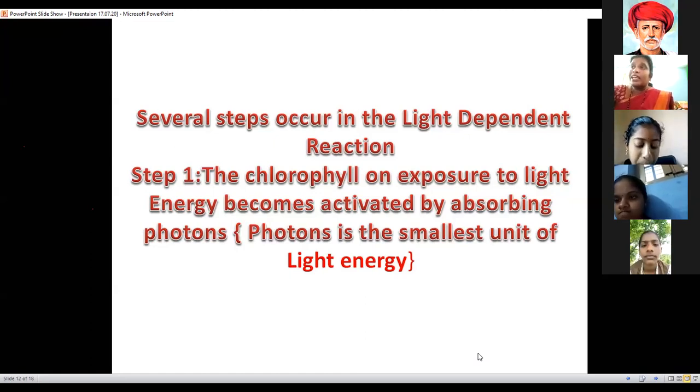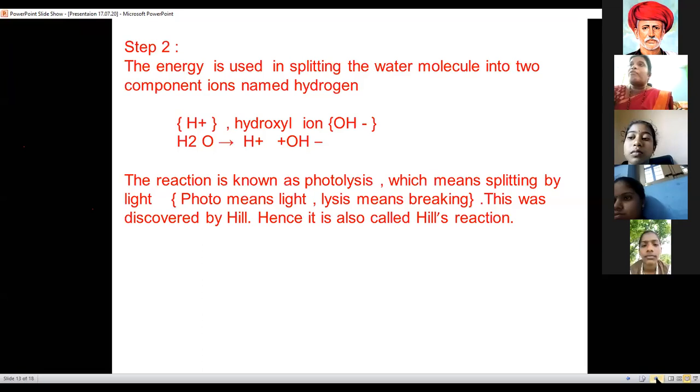The water is absorbed by the plant from the soil. Water molecules split into hydrogen ions and hydroxyl ions, and these can combine again to form water. The reaction is known as photolysis, which means splitting by light. Photo means light, lysis means breaking. This reaction was discovered by Hill, hence it is also called Hill's reaction.